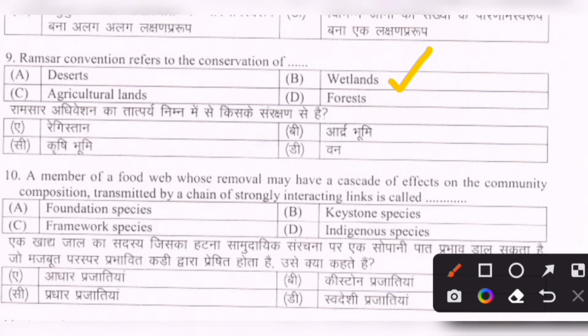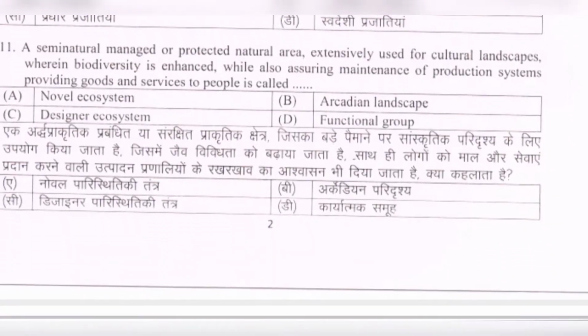Next question. A member of a food web whose removal may have a cascade of effects on the community composition transmitted by a chain of strongly interacting links is called. Options are foundation species, keystone species, framework species, indigenous species. The correct option is second one, that is keystone species. Let's see the next question.